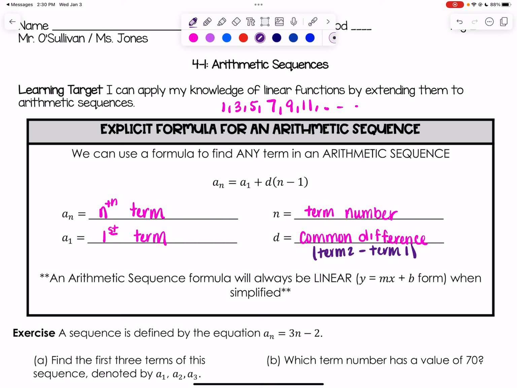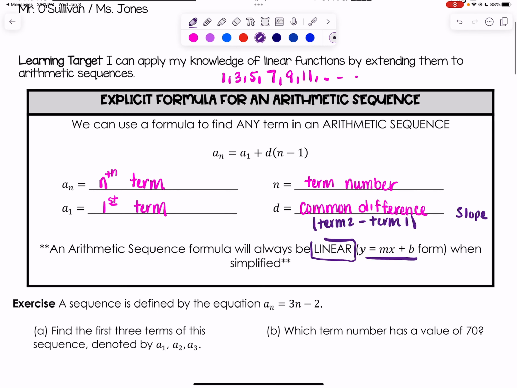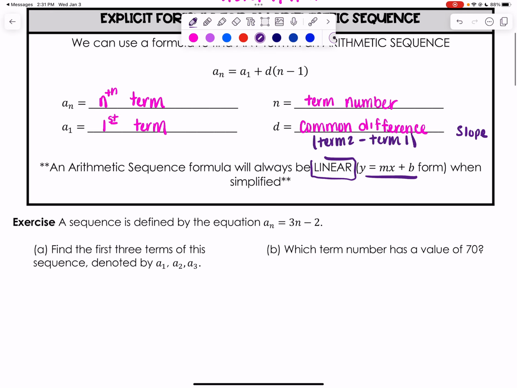And what I want you to think of common difference as is sort of like your slope sometimes. And then a sub 1 in a way is sort of very similar to your y-intercept, but it's not your y-intercept, but it's very similar. Also, just know that an arithmetic sequence will always be linear when it's simplified. So it'll go back to that y equals mx plus b.